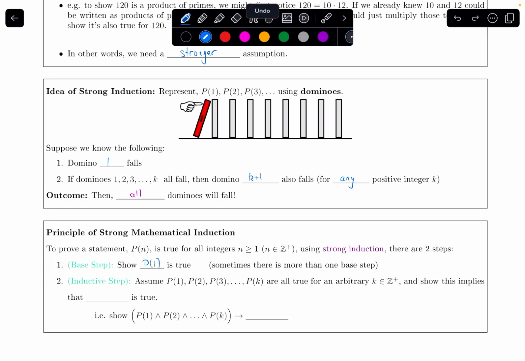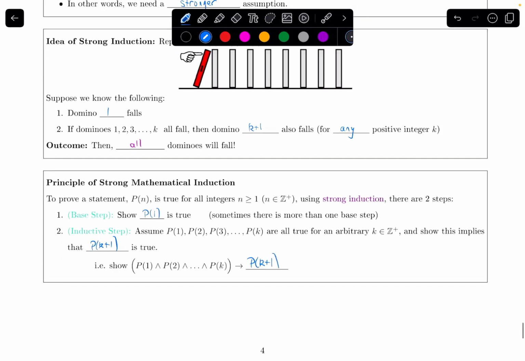So I'm assuming they're all true for an arbitrary positive integer k, and then I'm going to show that that implies p of k plus 1 is true. So writing this as an implication, I am assuming that if p of 1 and p of 2 and up until p of k, if they're all true, then p of k plus 1 is true. All right. So let's take a look at an example.